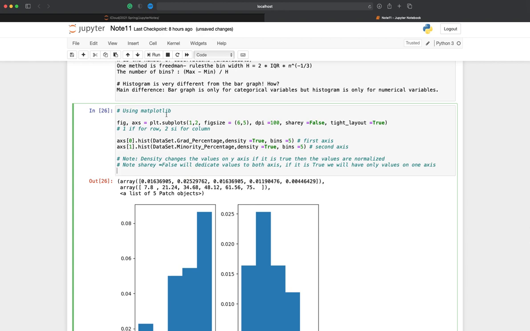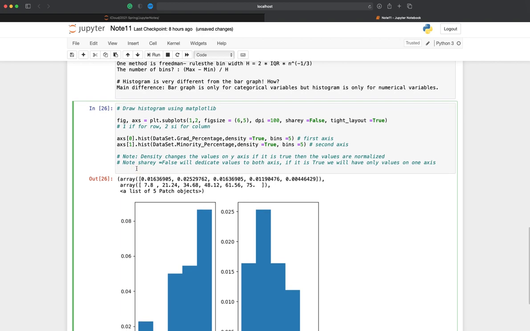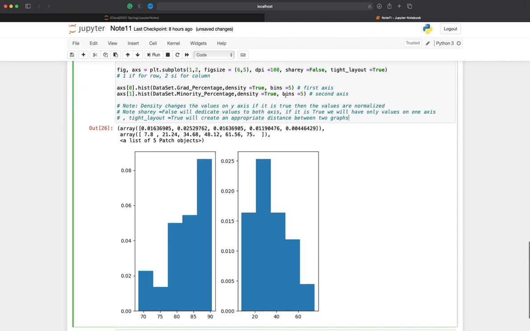So here we draw a histogram using matplotlib, right? And then now we know this one, true, will create an appropriate distance between two graphs.